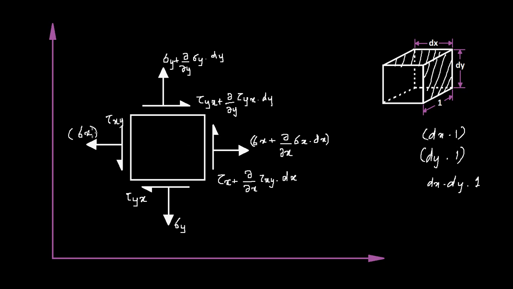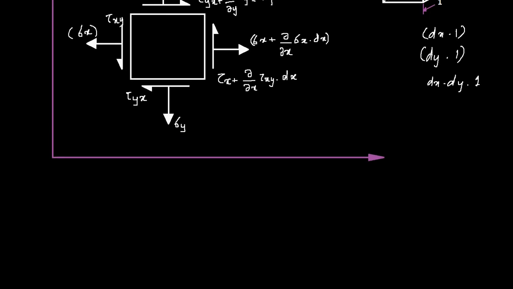Now for equilibrium, you should have the force corresponding to this stress plus the force corresponding to this stress plus the force corresponding to this stress plus the force corresponding to this stress equal to 0, because those are the forces acting along x direction. So this force plus this force plus this force plus this force should be equal to 0. Let's try if we can write that equation there.